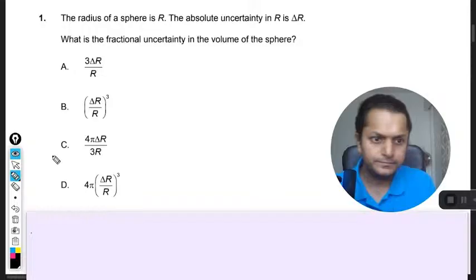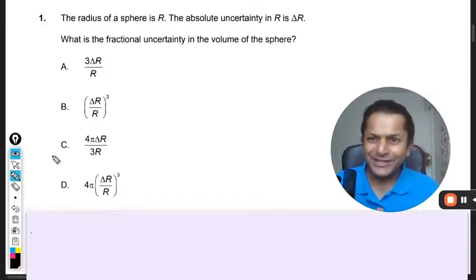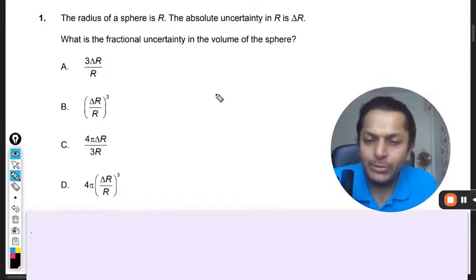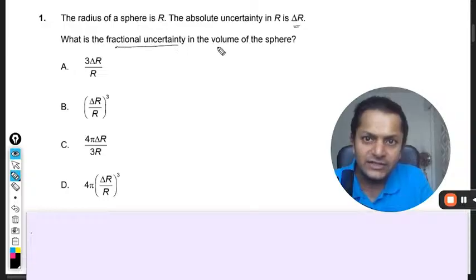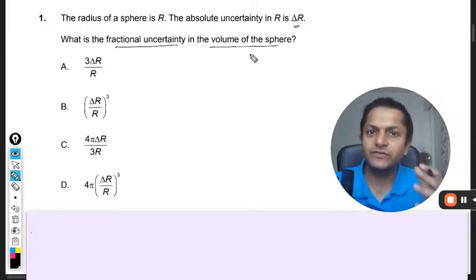Okay, dear student, let's see what is there in this question. The radius of a sphere is capital R. The absolute uncertainty in R is delta R. What is the fractional uncertainty in the volume of the sphere?